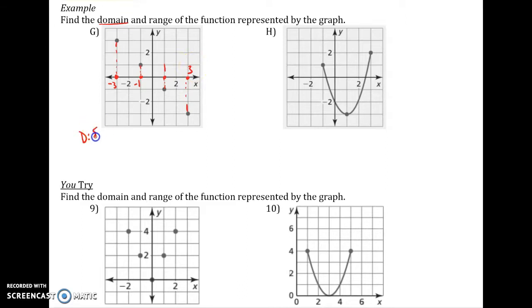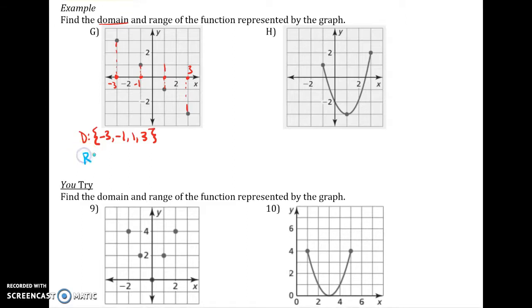I want to make sure I'm using set notation, which is this curly bracket, and I'm going to go from least to greatest. So starting on the left, -3, -1, 1, and 3. Okay? So that is domain.